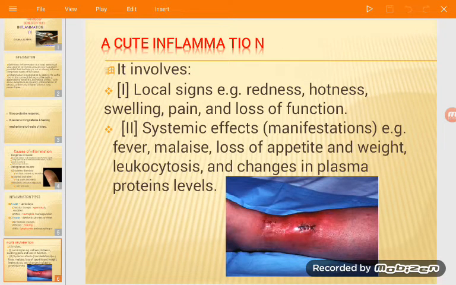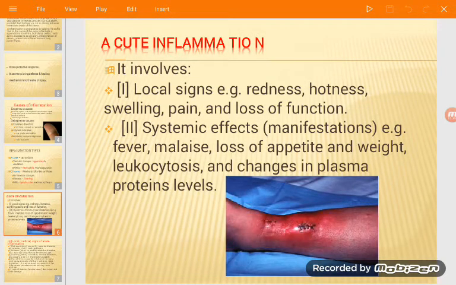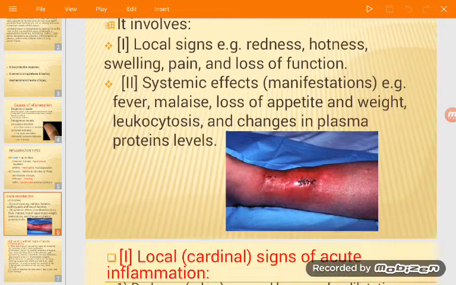Acute inflammation includes two types of signs or effects: local signs and systemic effects. The local signs are called the cardinal signs of inflammation. They include redness, hotness, swelling, pain, and loss of function. The systemic effects may include fever, malaise, loss of appetite and weight loss, leukocytosis, and change in plasma protein. There is elevation of some proteins, like acute phase proteins and C-reactive protein.